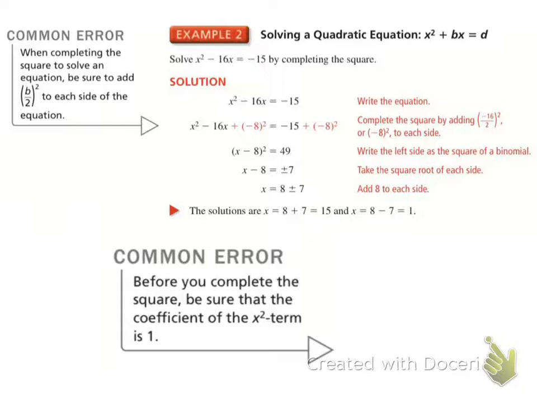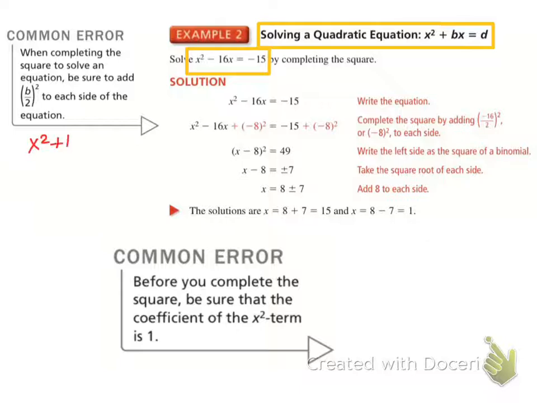Solving a quadratic equation. If your quadratic equation is given in the form of x square plus bx equal to d, and then your equation here is x square minus 16x equal to minus 15. So just compare it here. If it is x square plus bx equal to d, and the equation in your question is x square minus 16x equal to minus 15, so your b is actually what here? B in this case is minus 16.